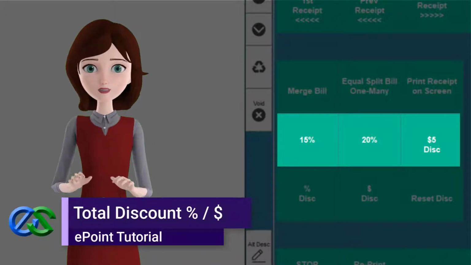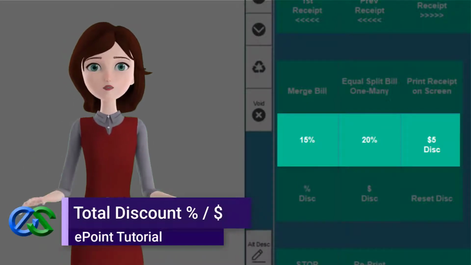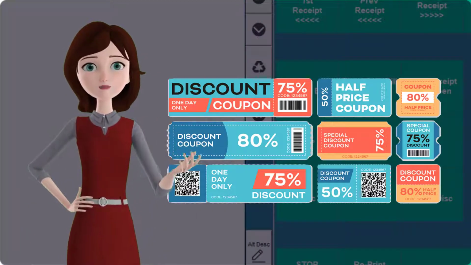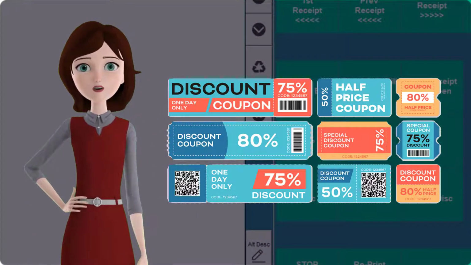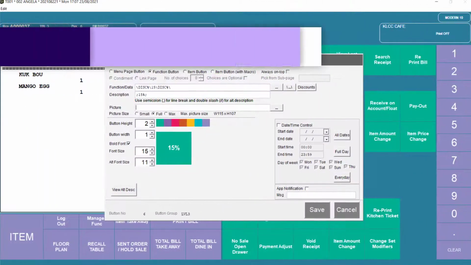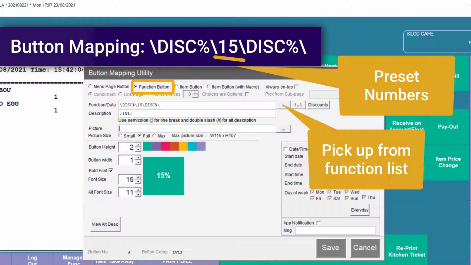Today, I am going to share how our total discount function works. Total discount is to specify one discount for the entire bill, such as an offer, promotion or voucher discount. How to get here? You may refer back to my previous tutorial.